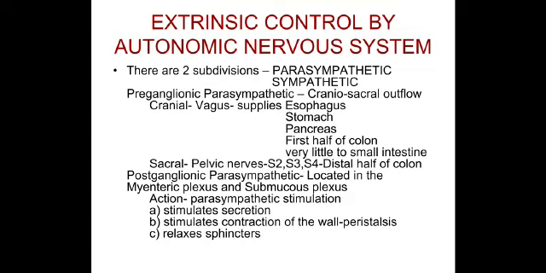Whereas the postganglionic parasympathetic, which is located in the myenteric and submucosal plexus, stimulates the secretions, which can be salivary, gastric, pancreatic, all the secretions. It also stimulates contraction of the gut wall, resulting in peristalsis, and relaxes the sphincters.